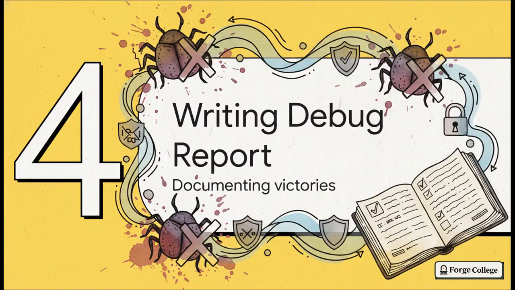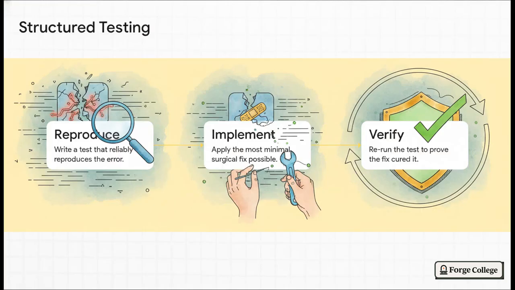All right, on to Section 4, writing the debug report. Time to document our victories. This structured testing loop, reproduce, implement, verify, is exactly how we convert integration hypotheses into hardened code and concrete audit evidence. We don't just randomly change lines of code until the red arrows turn green.